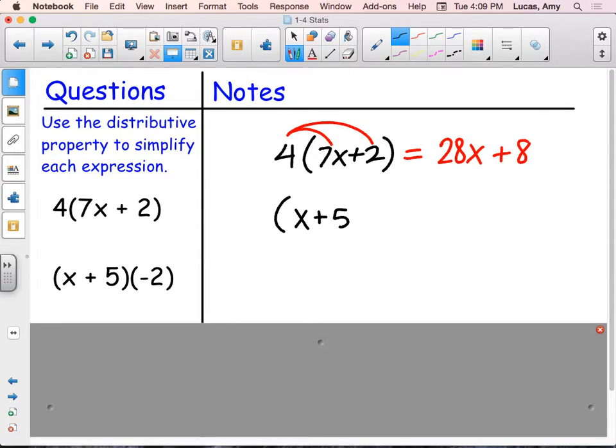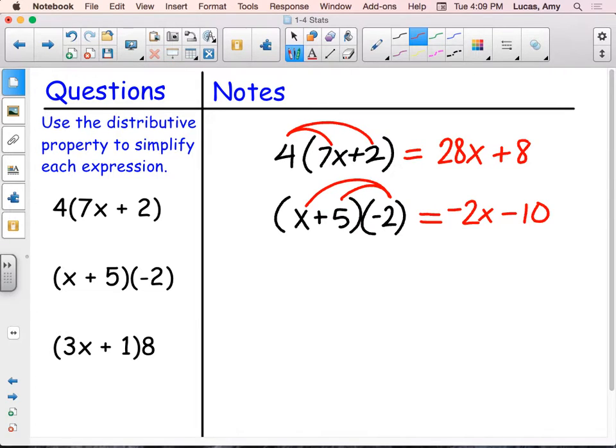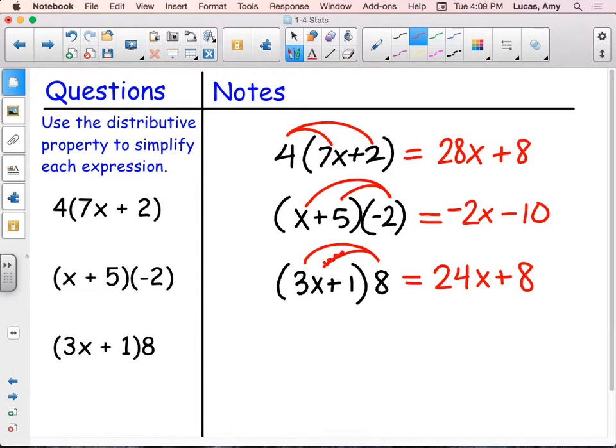Next one, x plus 5 times negative 2. Again, I'm going to skip that step, so I'm going to distribute. Negative 2 times x is negative 2x, and negative 2 times positive 5 is negative 10. Be really careful with the signs when you're distributing with negative numbers. And my last one, 3x plus 1 multiplied by 8, so distribute. 3x times 8 is 24x plus 1 times 8 is 8.